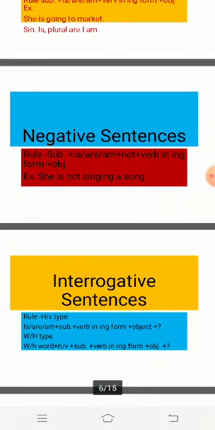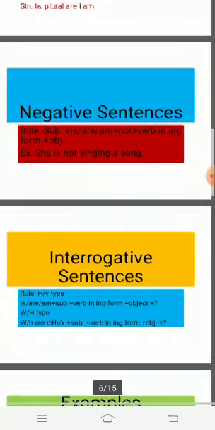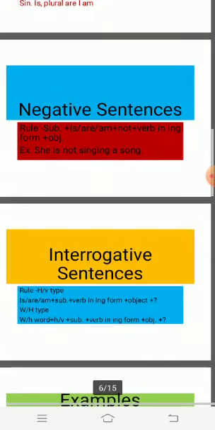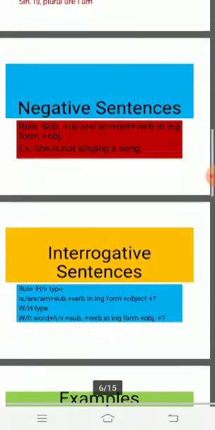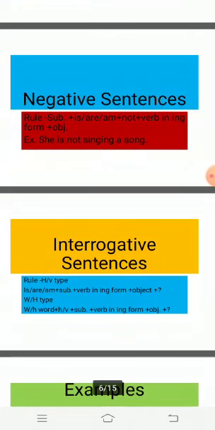Negative sentences. In negative present continuous, first of all we use subject, then is, am, or are, then not, then verb in ing form, then object. For example, she is not singing a song. As I have already told you, we use is, are, or am.